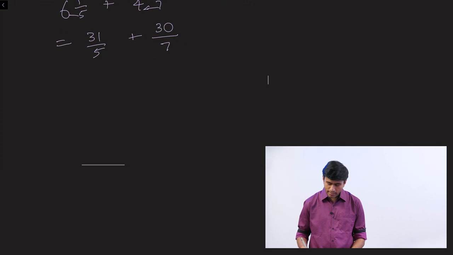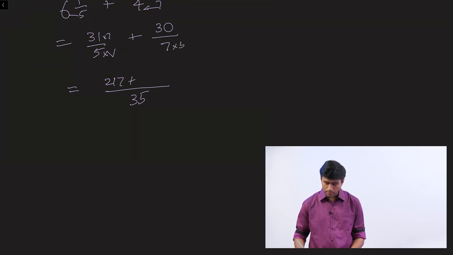What do you think is the LCM of the denominator? 35. So what has to be multiplied to this denominator to make it 35? 7. So 31 into 7 will be 217. How about this? 5 needs to be multiplied to make it 35. So the numerator also needs to be multiplied by 5. 30 5s is 150. That's it.